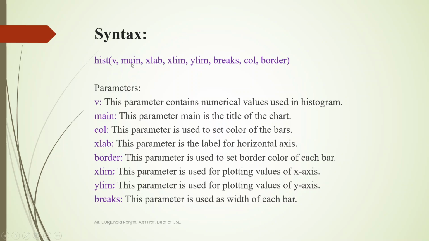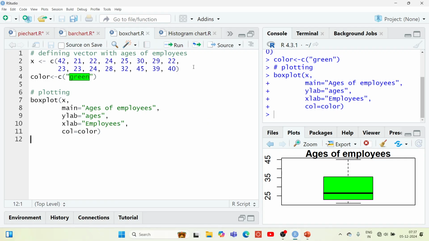The second parameter, as we already know, is the title of the chart, that is main. And xlab represents the name of the x-axis. Xlim and ylim have been added extra here. Xlim is used for plotting the values of the x-axis, and ylim represents plotting the values of the y-axis. Col represents the color, and border is given to each bar. And the breaks, if you want to represent any break after each bar, then you have to use this parameter. So this is the syntax of the histogram chart, and let me explain with an example.